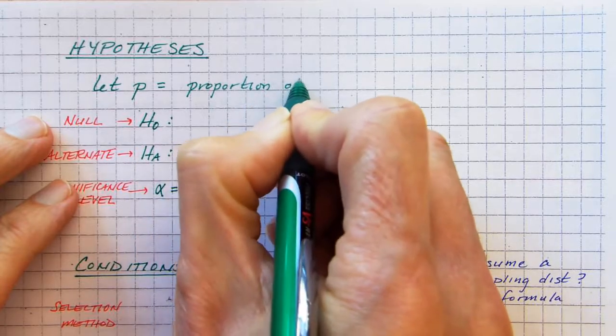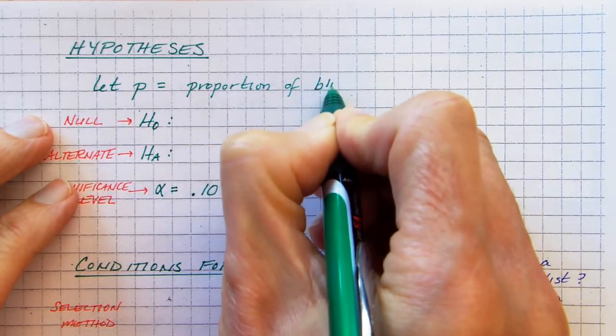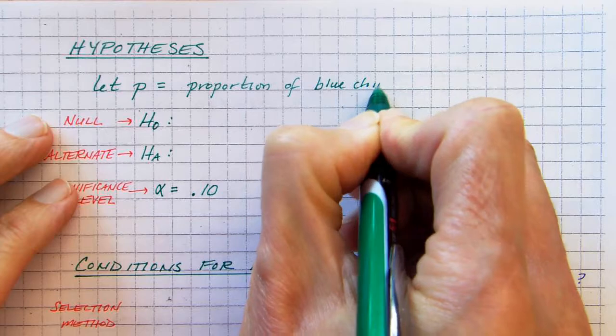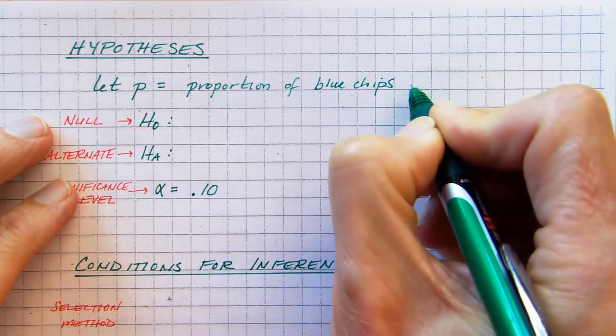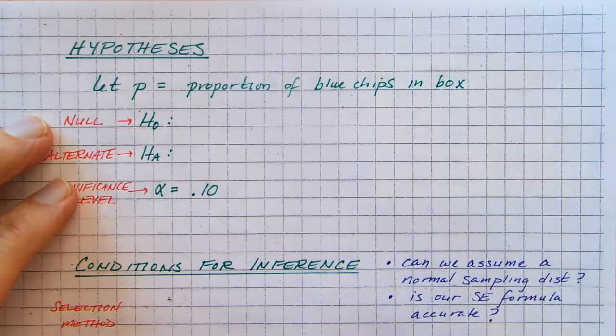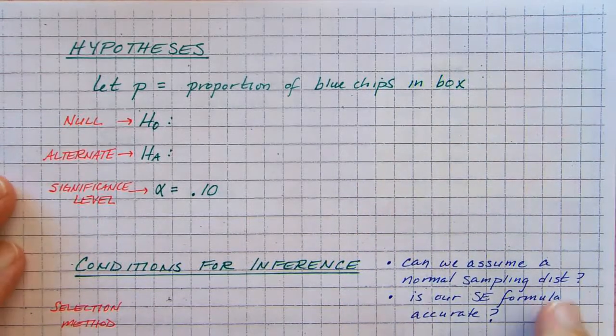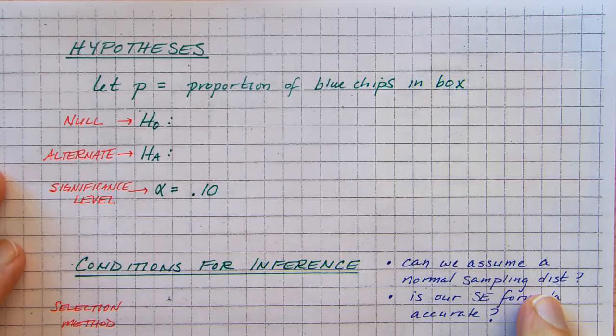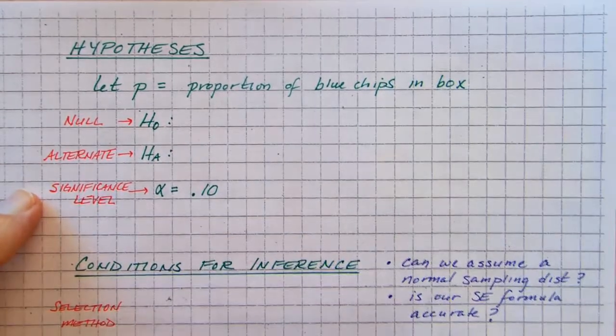Proportion of blue chips, not in the sample, but in the box, the part we don't know, the part we're wondering about: what is the real proportion of blue chips in the box? So then there are 2 hypotheses that are being made.